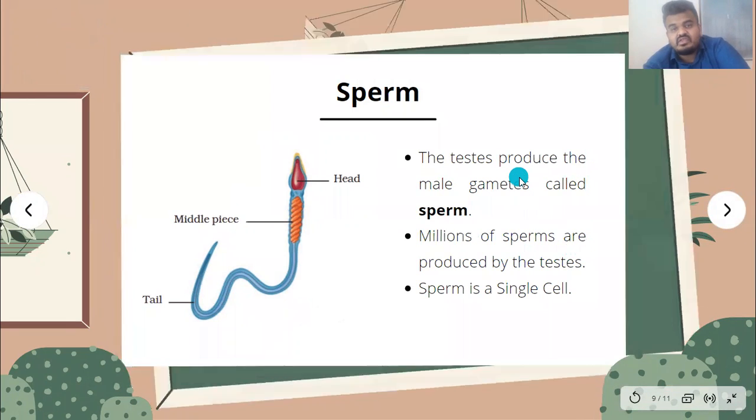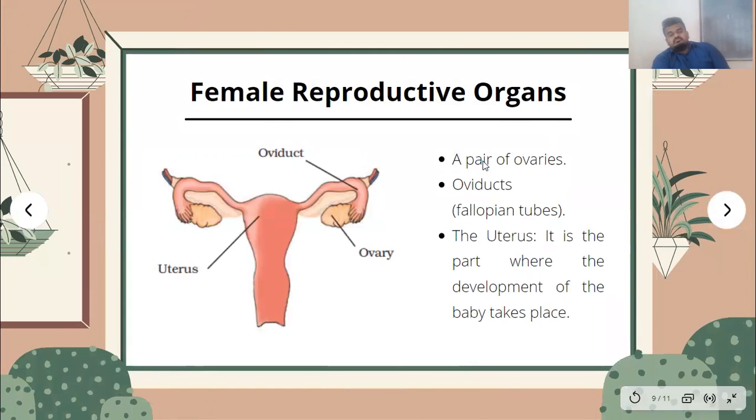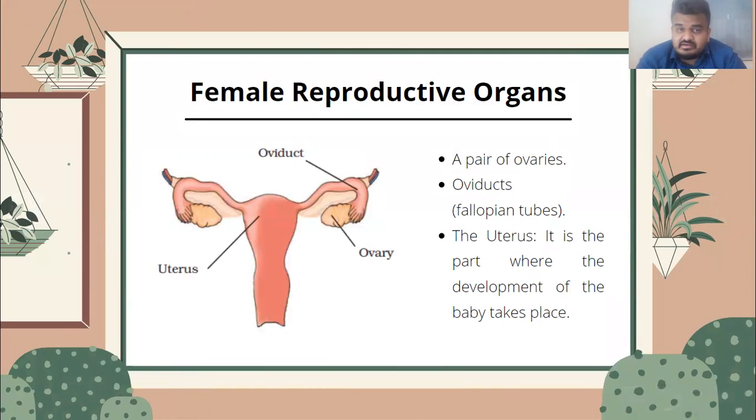So this was about the male reproductive organs, and let's take a look at the female reproductive organs. What does it include? A pair of ovaries. In male reproductive organs we have a pair of testes, and in female reproductive organs we have a pair of ovaries, by which the ova or egg, the name for the female gametes, is produced.